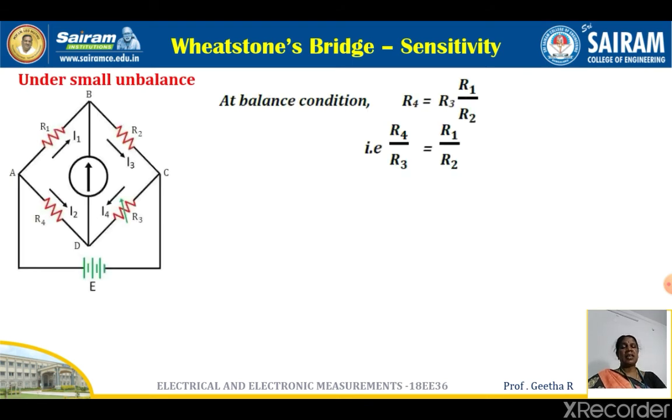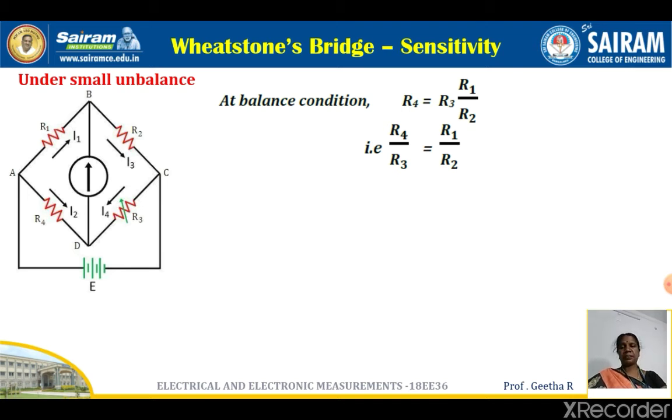So we'll go on to derive an expression for the sensitivity. Just consider the bridge under small unbalance. The bridge is not balanced. What is the outcome of this? When the bridge is not balanced, the potential difference between the points B and D is not the same. So there exists a difference between B and D, and there is a current through the galvanometer, or you can say a small deflection will be there in the galvanometer.